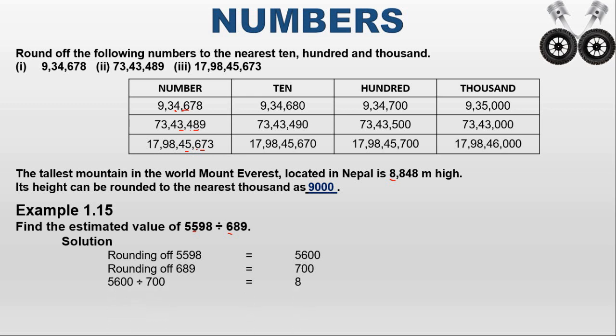So now divide 5600 by 700. So you have to cut 2 zeros from the denominator with 2 zeros from the numerator. So what is the remaining factor here? 56 divided by 7, that is 8. Okay. So hence the estimated value is 8.